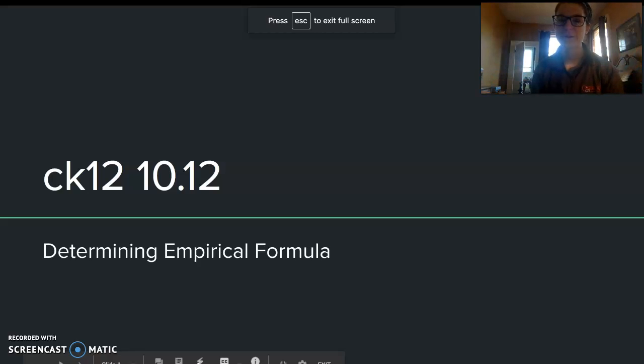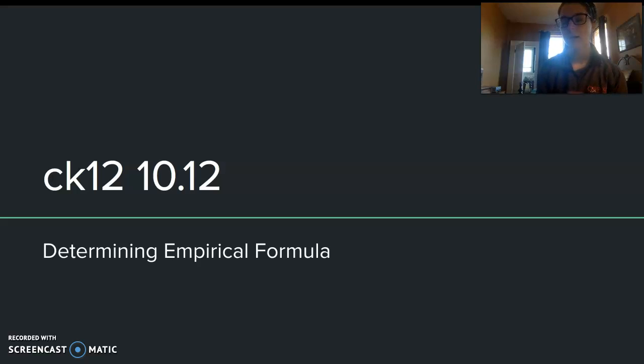Chem. Today we're going over section 10.2 on CK12, which involves empirical formula. So empirical formulas and molecular formulas, we use data from percent composition to determine these two things, which is why we did that first. So it's really related to percent composition, but it's also kind of like a new topic.